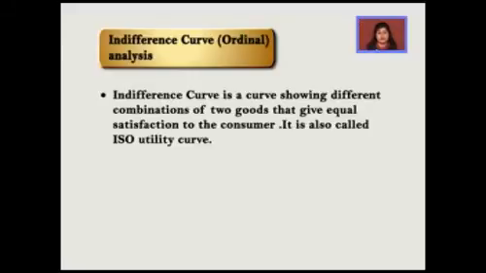Now, let me tell you, what is an indifference curve? An indifference curve is a curve which shows different combinations of two goods that give equal satisfaction to the consumer. You all must be familiar with the word ISO. ISO means same, so it is also called ISO utility curve. Now, this curve is based on another technical concept of marginal rate of substitution.